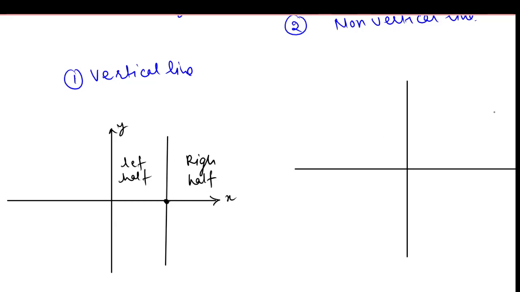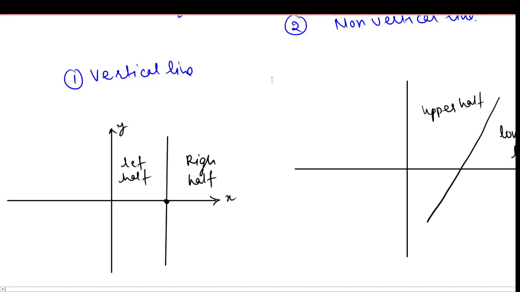And we have a non-vertical line, which will split the plane into an upper half and a lower half. The region of left half and right half, or upper half and lower half, depends on the values of x and y.